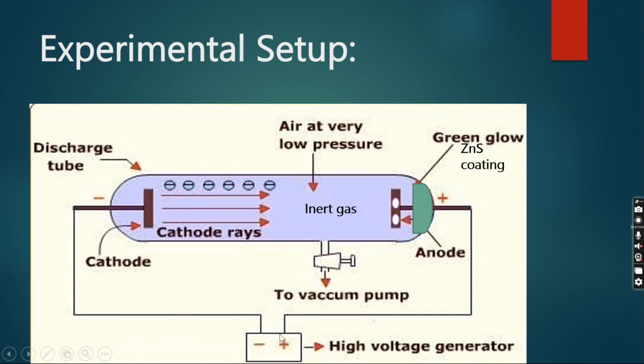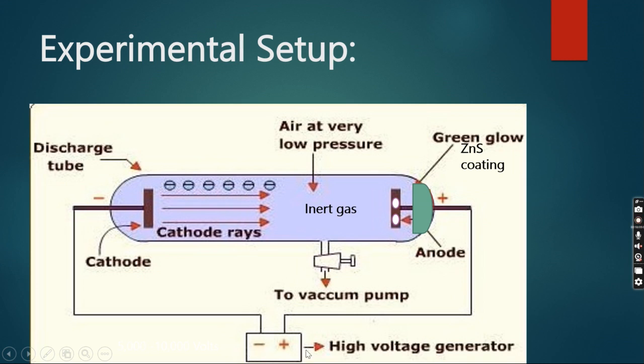Here we have applied high potential difference of 5000 to 10,000 volt. The gas inside the tube is inert gas, for example, hydrogen or helium. There we have vacuum pump. This vacuum pump is used to reduce the pressure of gas inside this tube. The wall opposite to cathode is coated with fluorescence material, for example, zinc sulfide.